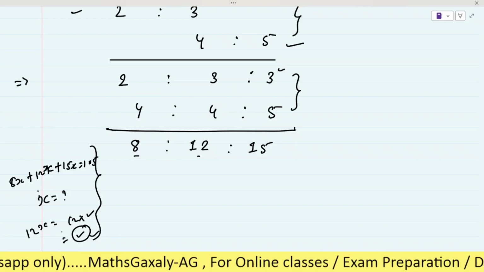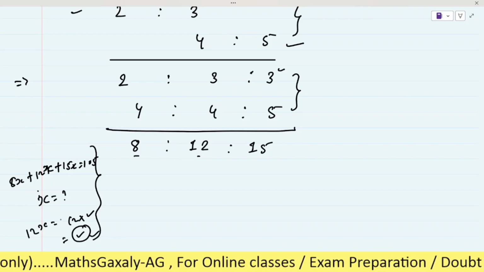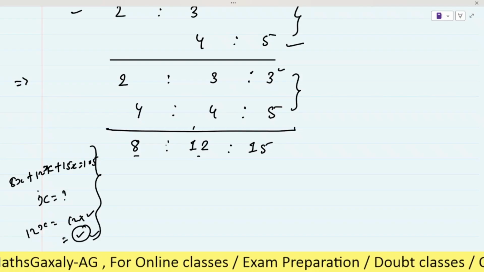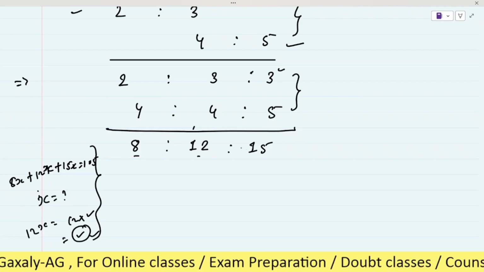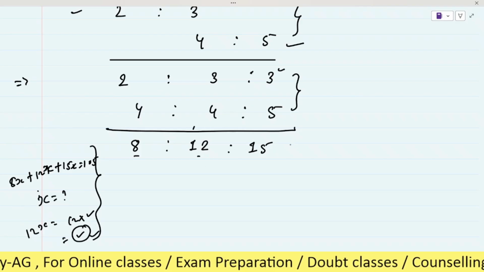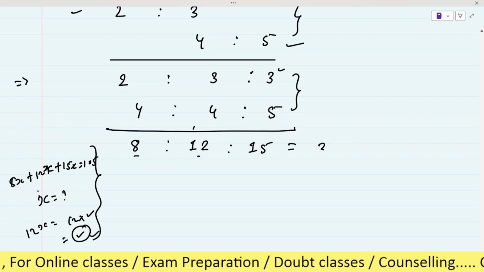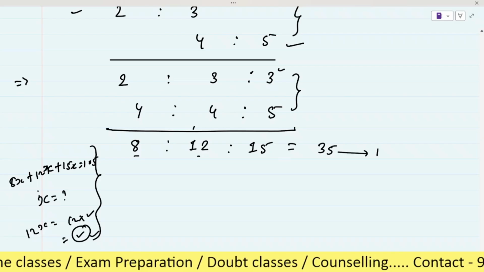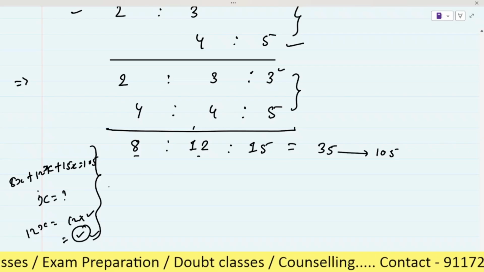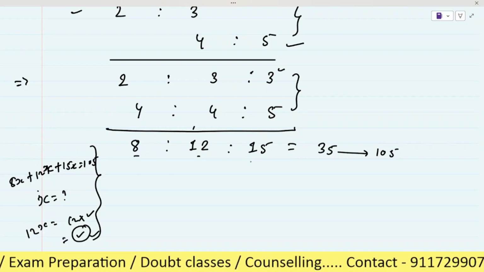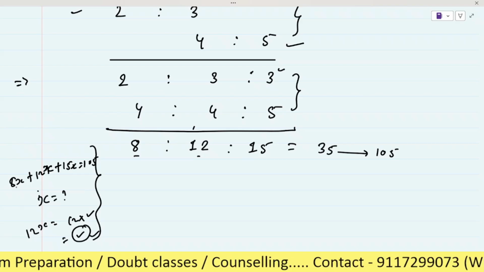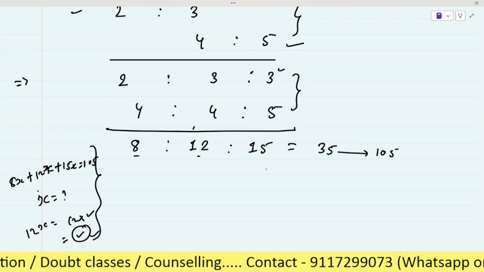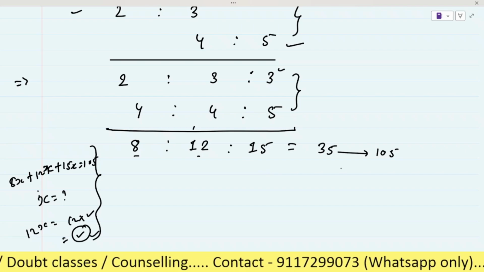But it will take too much time. Okay, so here we will directly do it by the trick. Here we will add all these numbers. After adding we will get 35, right? And the value of 35 is equal to 105. You can say that it will be 35x. When you write 8x, 12x, 15x, you will get 35x and it will be equal to 105.